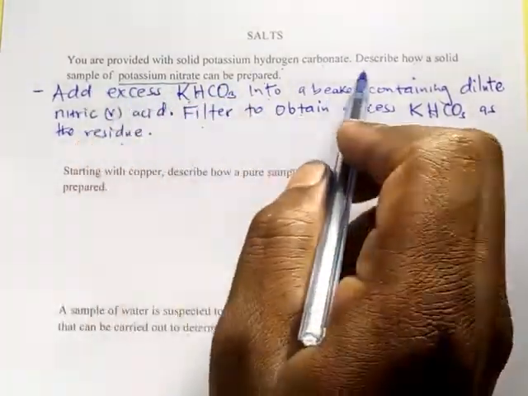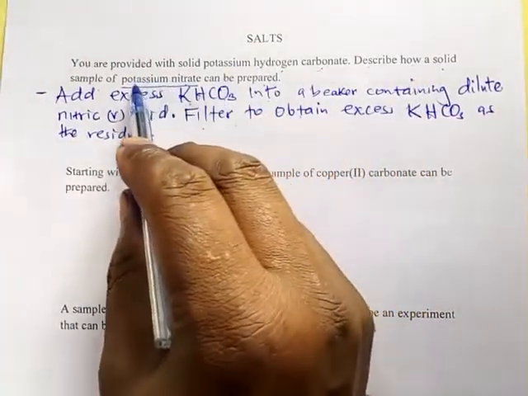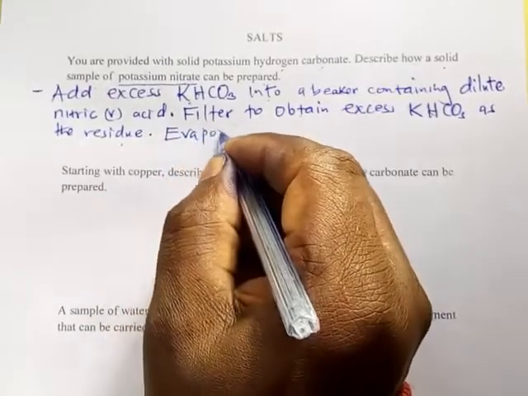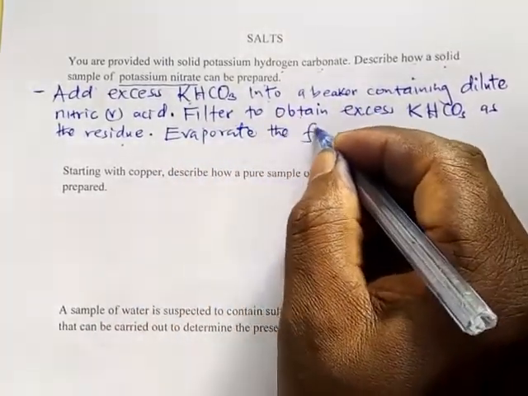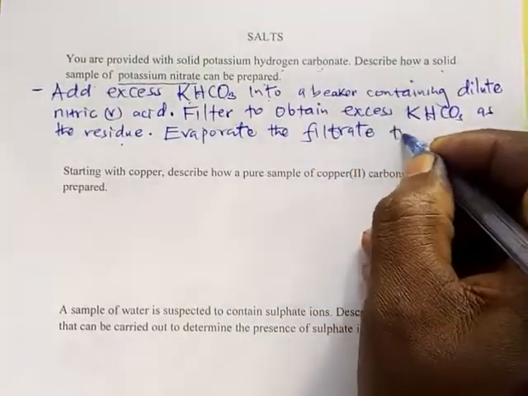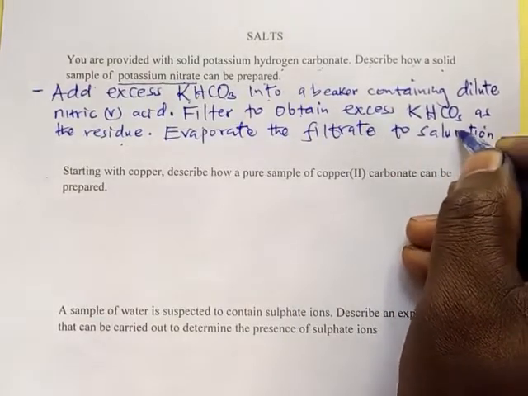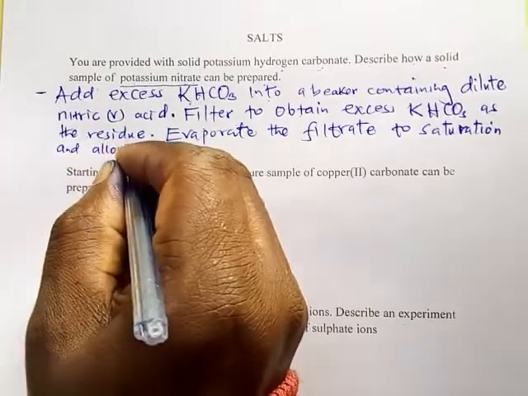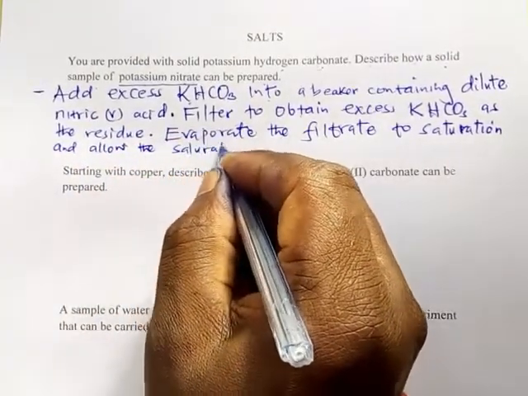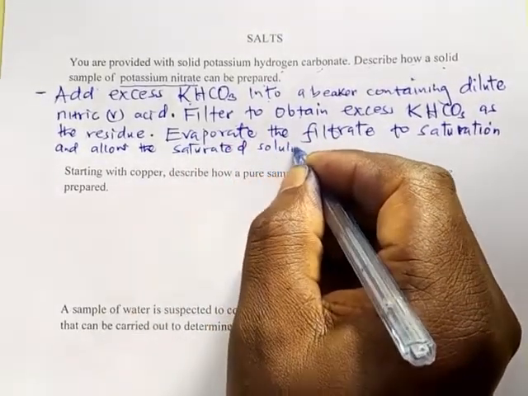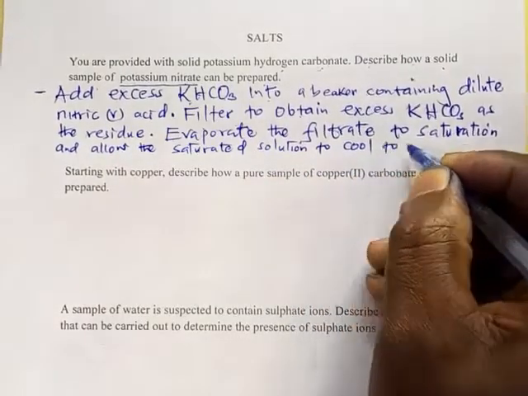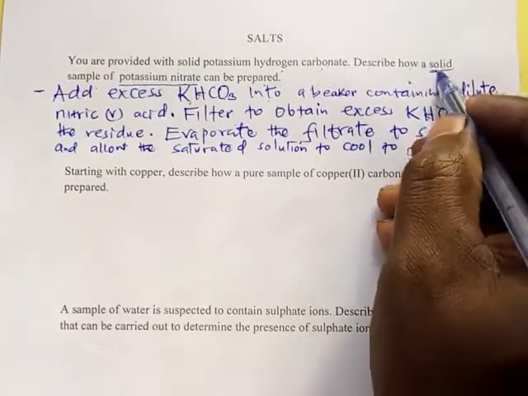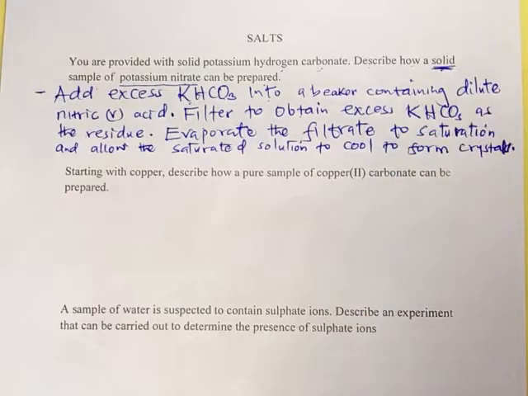And then now we want the solid. So we have now to evaporate the filtrate, which is potassium nitrate. The filtrate is potassium nitrate, of course. So we are going to evaporate that. So evaporate the filtrate to saturation, and allow the saturated solution to cool to form crystals. So by doing this, you would have obtained the solid sample of potassium nitrate.